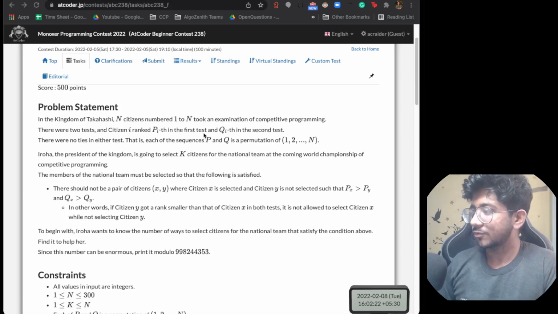In this kingdom of Takeshi's, there is an examination. It is given that citizen i has the P_i-th rank in the first test and the Q_i-th rank in the second test. So there are 2 tests happening, and there are no clashes, so everything is a permutation of 1 to n.